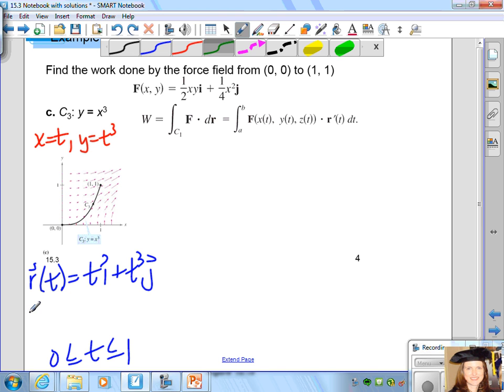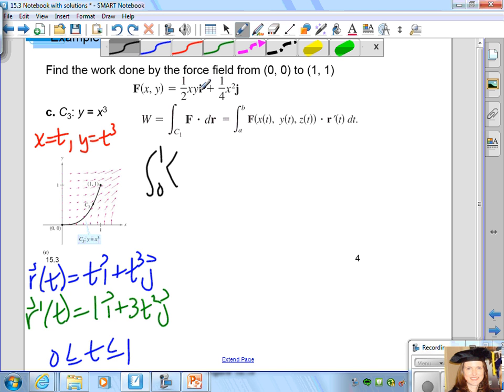When we find r prime of t, the derivative of that is going to be 1 i plus 3t squared j. I'm going to switch up the notation here just to show you that you can use the ij notation or you can use the angle bracket notation. What this is going to look like is the integral from 0 to 1, using the angle bracket notation here instead. I want to write 1/2 of xy. I have to replace x and y. We're replacing x with t and y with t cubed. Again, I'm just using that parametrization I came up with.